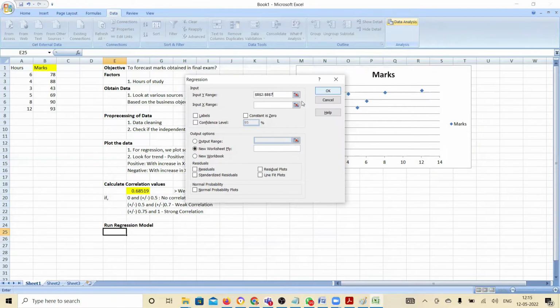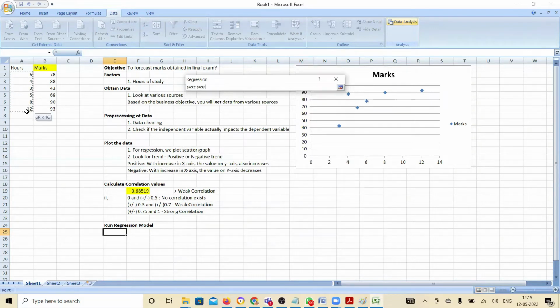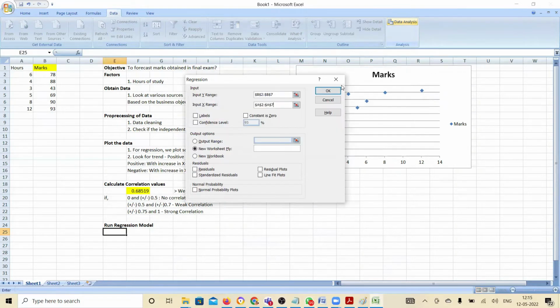What is our X range? Hours, A2 to A7, right? Now confidence level is by default 95%. When confidence level is 95%, that means generally we solve at 95% confidence level. P value has to be less than 0.05. Now if you want, you can select all these. We want to see result plot. We want to see line fit plots. And then new worksheet. It will create a new worksheet, sheet 4, and it will add the data. Click on OK.